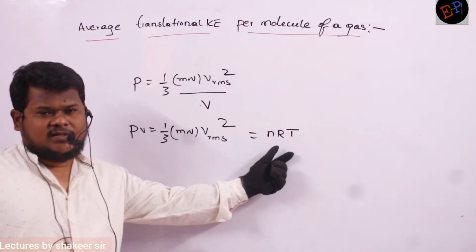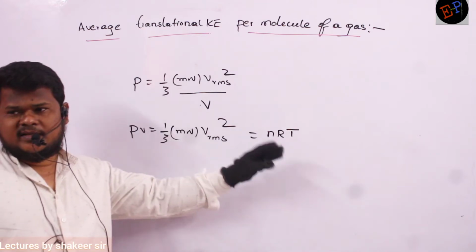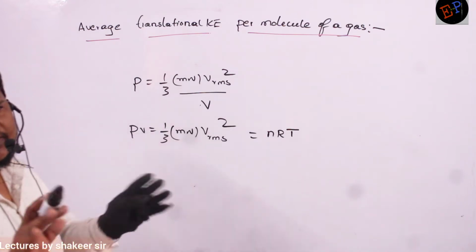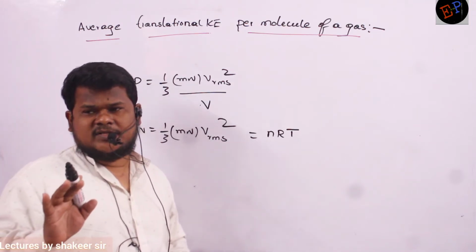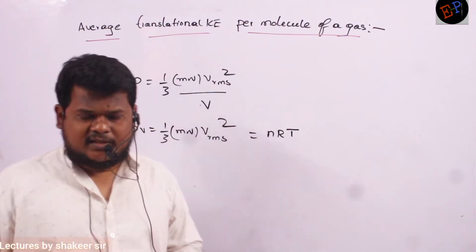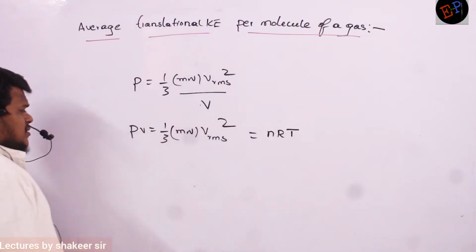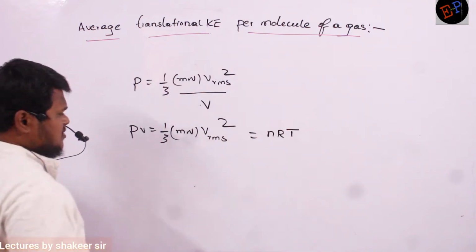Pressure into volume is nothing but nRT, the ideal gas equation. It means we are considering all these gases to be ideal gases only. We are not discussing real gases; real gases we will study only in chemistry. So here in physics we study only ideal gases. Okay, so now we will take these two equations into consideration.